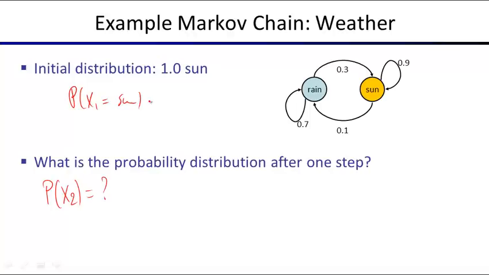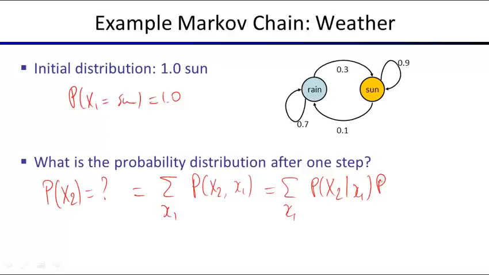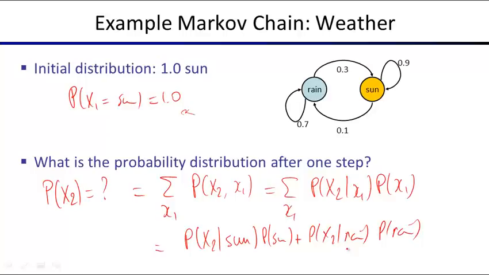Well, we can go back to basic probability. What is P(X2)? Well, it's equal to the sum over all possible values for X1 of the joint for X2 and X1. Then for the type of model we have, we would write this out as sum over X1, distribution for X2 given X1 times the prior for X1, because that's the tables we have available. And then we could start filling this in. X1 is always sun, so we actually end up with probability of X2 given sun times P(sun) plus probability X2 given rain times probability for rain for X1. Now this here is 0, so this part doesn't matter. This is 1. And this thing here, well, it depends on what we want for X2.